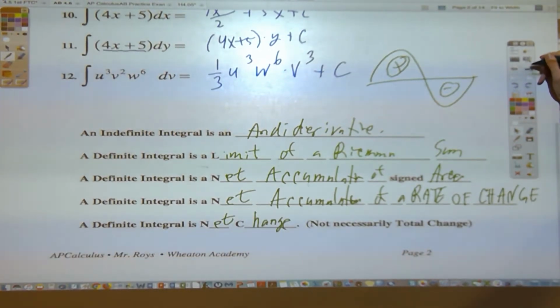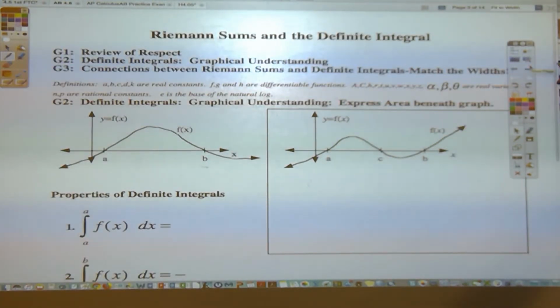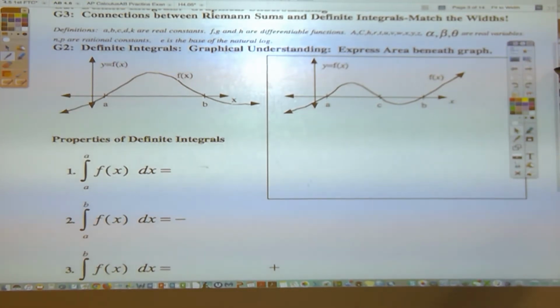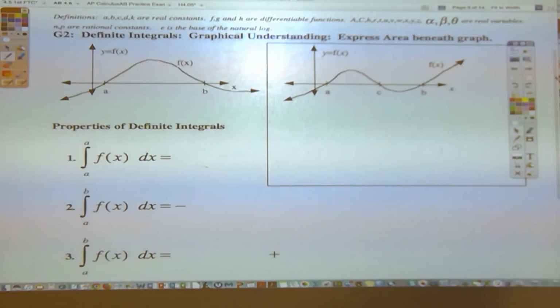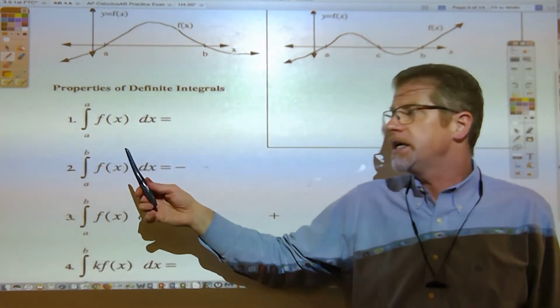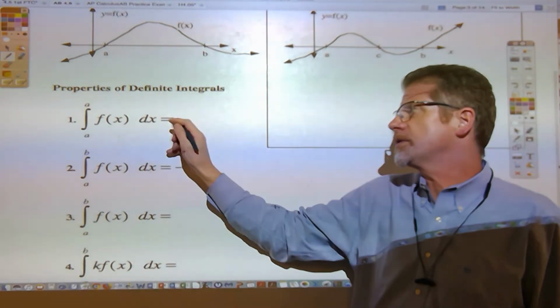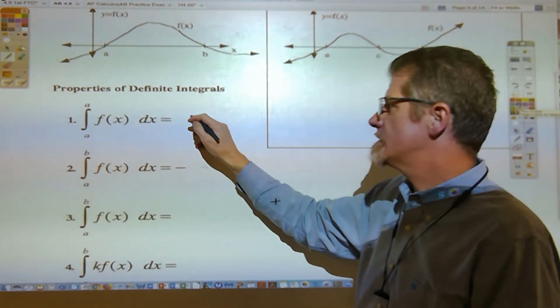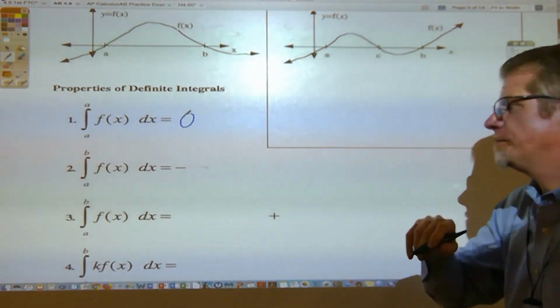Okay, let's go on to the next page. Now, if you didn't get that, you can watch the video, or there's probably someone in your group who wrote it down. Now, there's 5 properties of definite integrals you're responsible for. First, if the upper and lower limits of integration are the same, then the definite integral has a value of 0. F of a minus f of a is 0.